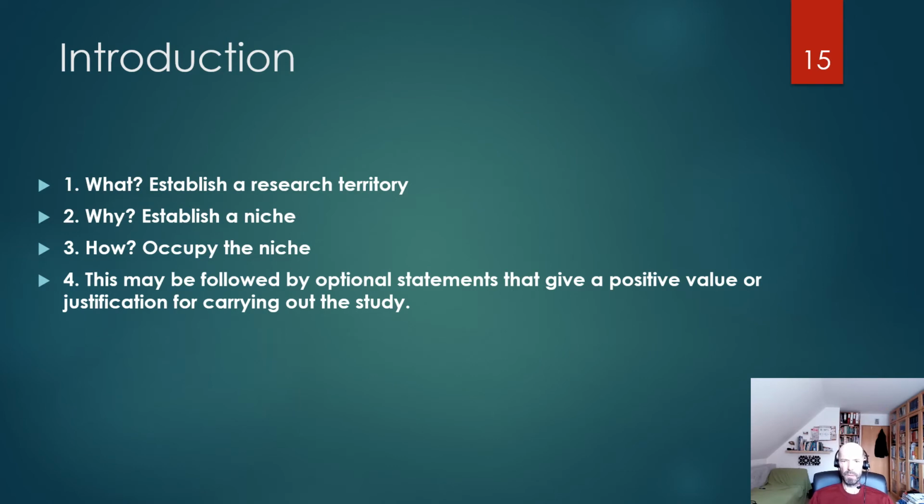The third paragraph is about the how. You tell your readers how you're going to occupy the niche which you've just established, and you outline the purposes of the present research. And you may also announce principal findings at this stage. This is desirable, but again optional, and indicate the structure of the article. So there may be an organizational paragraph as well. Again, this is desirable, but optional.